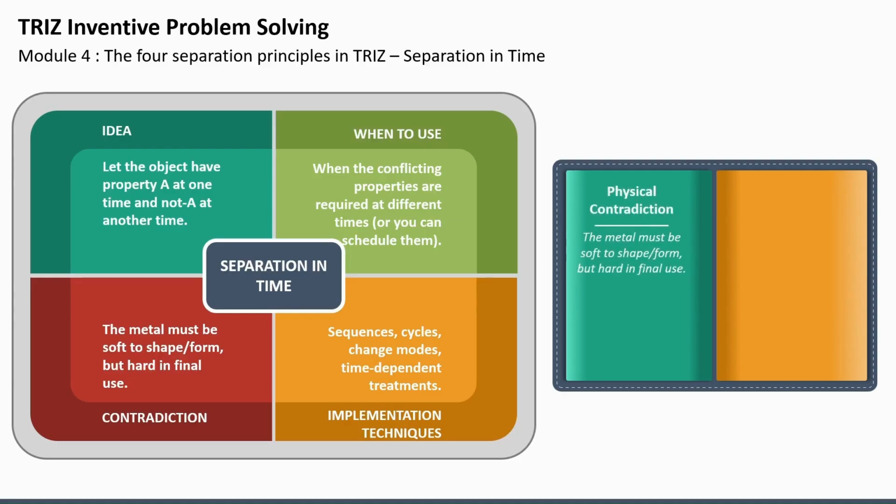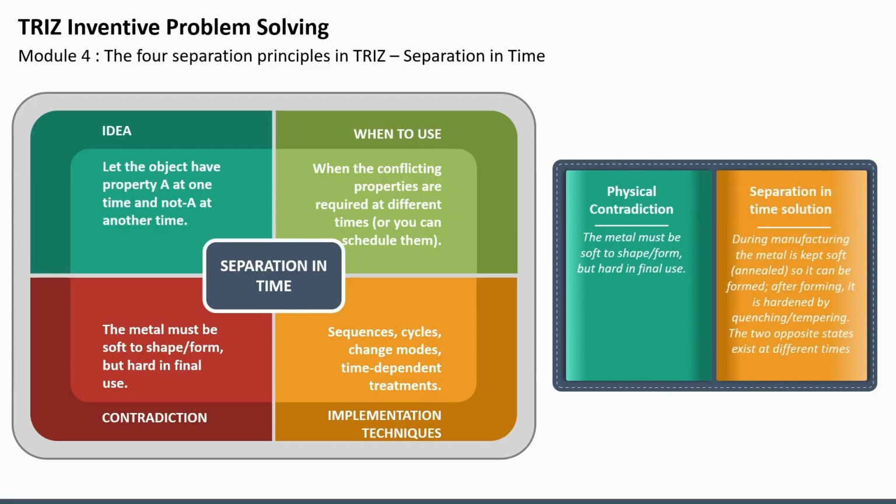Physical contradiction: the metal must be soft to shape and form but hard in final use. And the separation in time solution will look like: during manufacturing, the metal is kept soft so it can be formed. Basically, you will heat the metal and make it soft so that it can be formed or attain a required shape. And after forming, it is hardened by techniques like tempering or quenching so that the two opposite states exist at two different times, right? This is what we call separation in time.